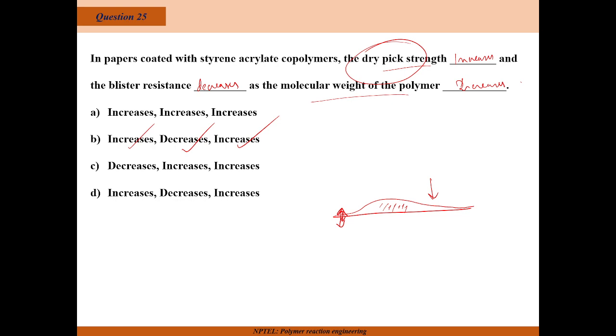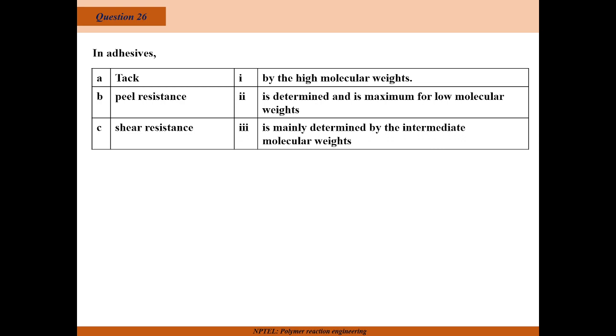Okay, so the answer to this question is option B. So now let's move on. In adhesives, this is a match the following question. Just check what is the correct matching for this question.